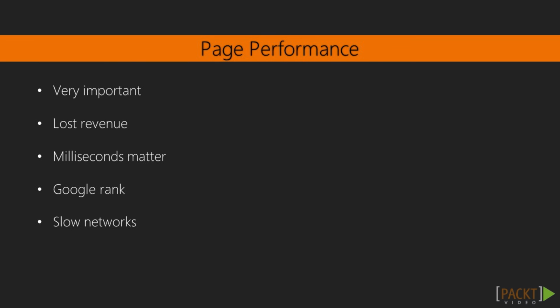If the application is slow, the user will get frustrated and leave, leading to lost revenue. Even milliseconds can mean gaining or losing thousands of dollars. Google takes page performance into account in the rankings, meaning that you might get lower search ranking just because your page is slow. A lot of people are starting to use the web through mobile devices, where the network can be slow.